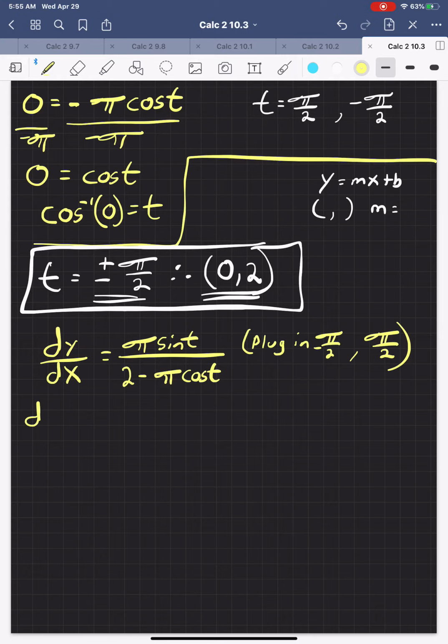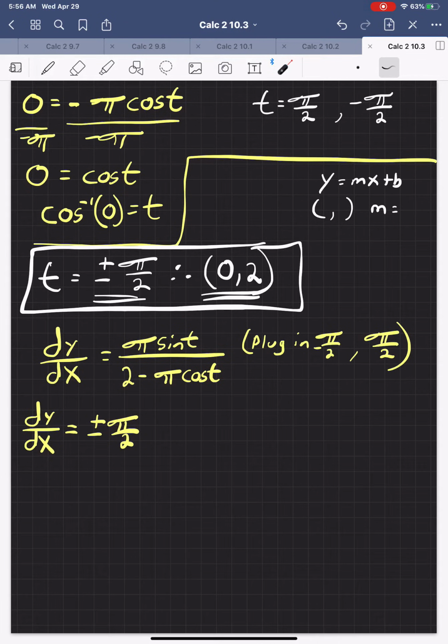We actually get slopes. This is very nice. dy/dx is simply equal to plus or minus pi over 2. Very nice, and that makes perfect sense if you just stop and think about it. Sine of pi over 2 is 1, and cosine of pi over 2 is 0.